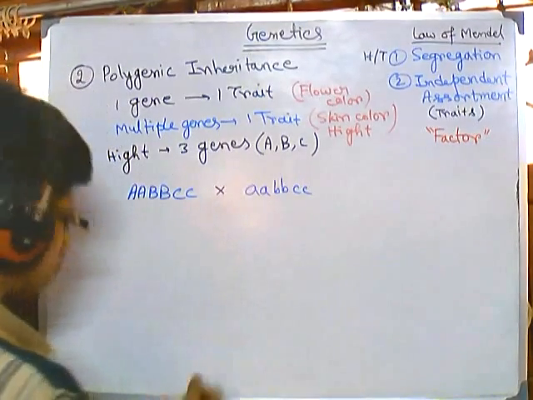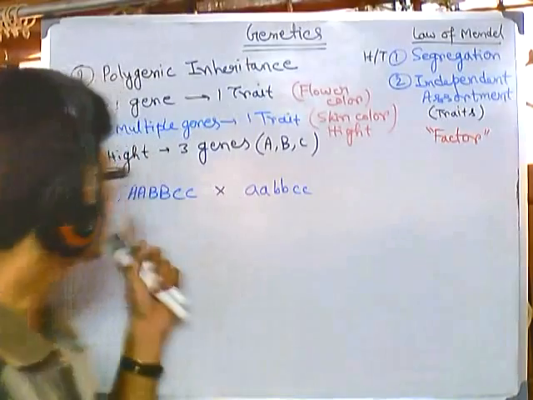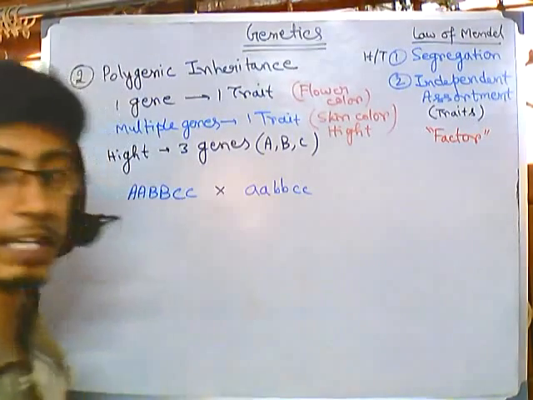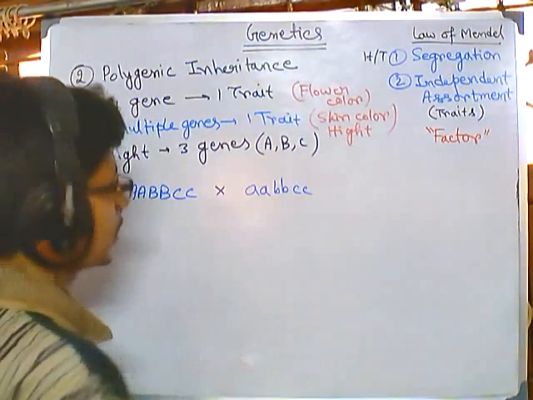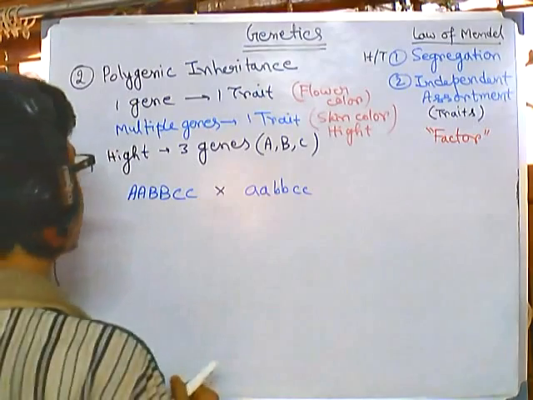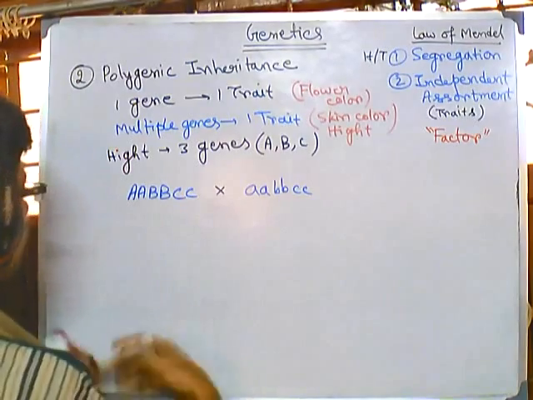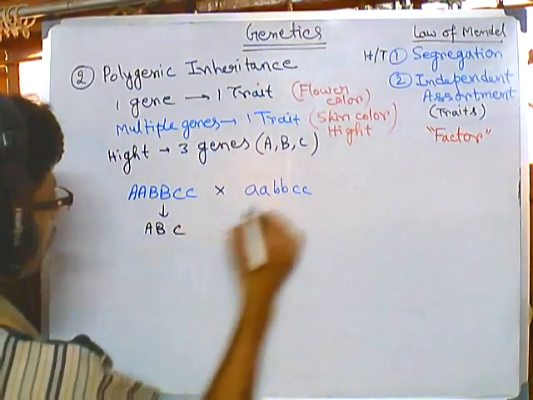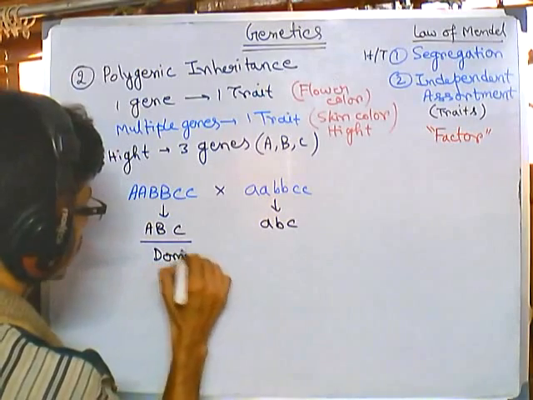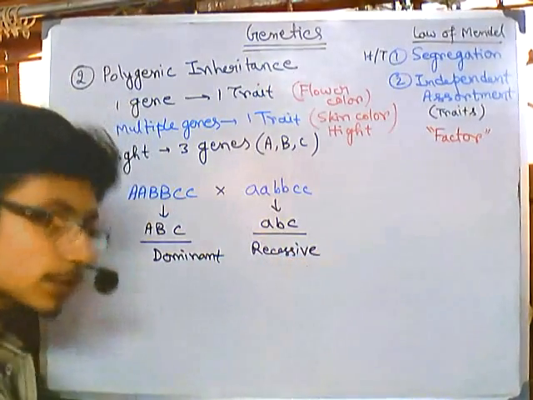If we make a cross, as in the trihybrid cross, the total number of offspring combinations is 64, right? Because there are three genes and the gamete combinations are 8, so 8 to the power 2 is 64 combinations. It is difficult to do a Punnett square of 64, but we know the probability rule, and using the probability rule, from here we can get ABC, and from here we can get abc. This is the dominant and this is the recessive trait, right?